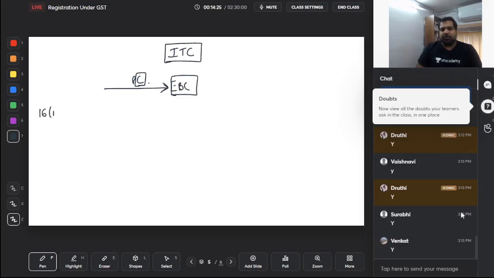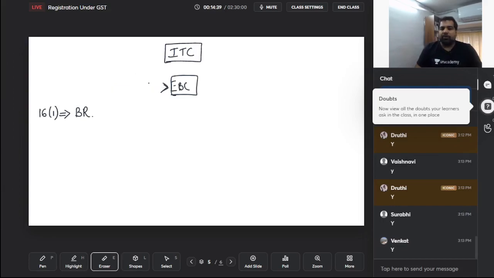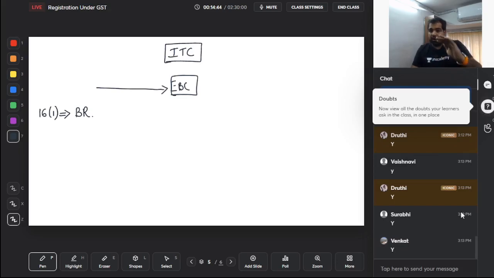Section 16 subsection 1 says that, listen, we will give you benefit of ITC only if you fulfill two conditions, that is B, R. First, are you going to be using the inputs or input services or capital goods? That means, are you going to be using those purchases for business purposes today or maybe tomorrow? Yes, so you should be using those things for business purposes. And second, you should be registered under GST. This is R. R is for registered, and B is basically you should be using these for business purposes.